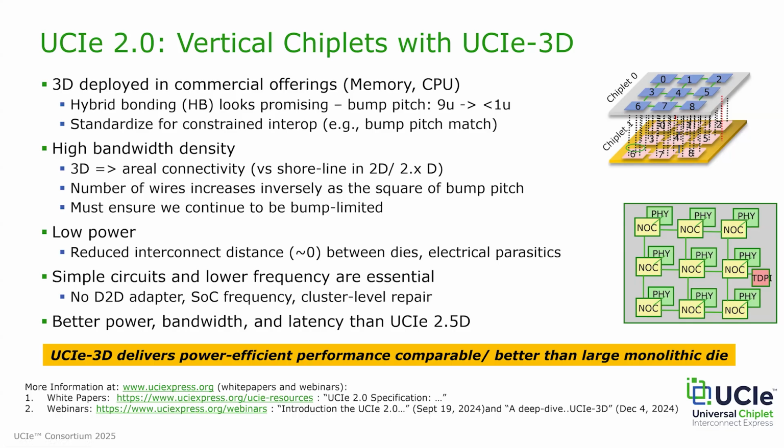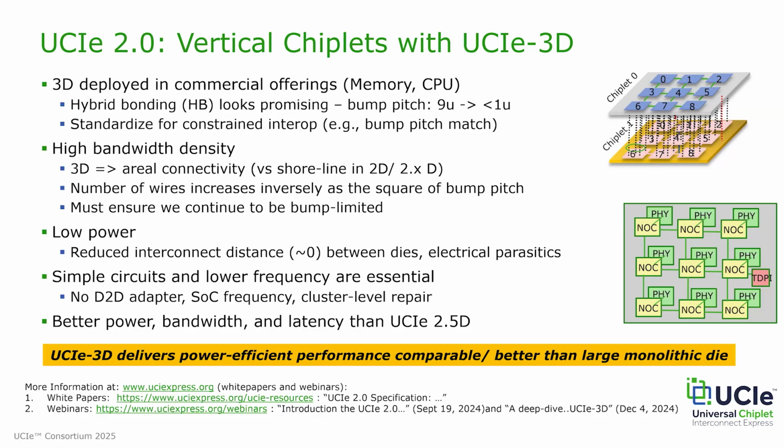But in return, what you get is a tremendous benefit in the KPI improvements that we will see. So let's talk qualitatively a little bit about those KPI improvements. First is the increased bandwidth density. We get a twofold benefit here. Like I said, the bump pitches are shrinking aggressively for the vertical chiplets, 9 micron down to submicron. So what that means is that the number of wires that you get for a given area increases inversely as the square of the bump pitch distance.